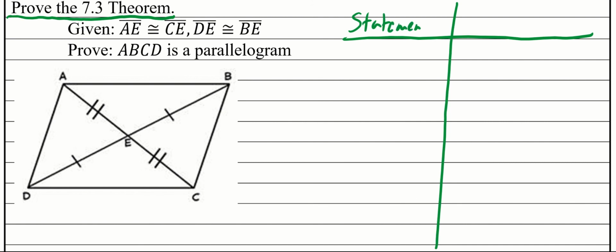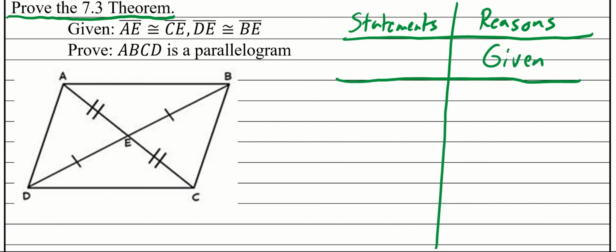Okay, statements and reasons. First reason here, you can go ahead and say given. We know the drill, so I can just go ahead and copy everything down. So I can say AE is congruent to CE, and then DE is congruent to BE. Just rewriting all of the given information here.